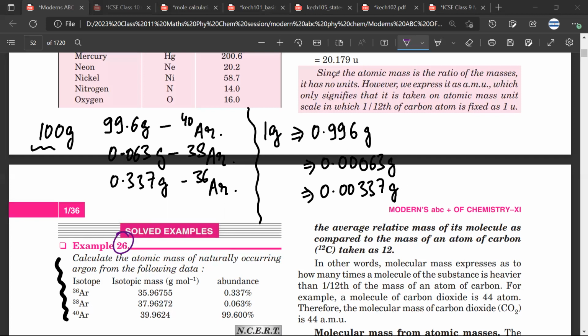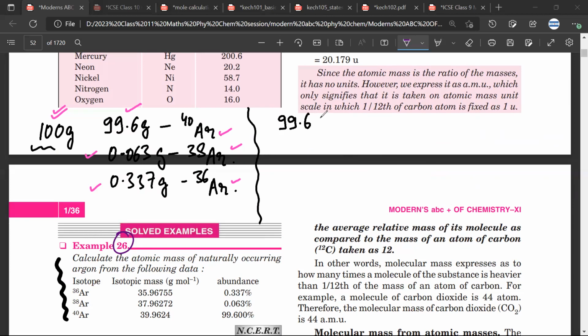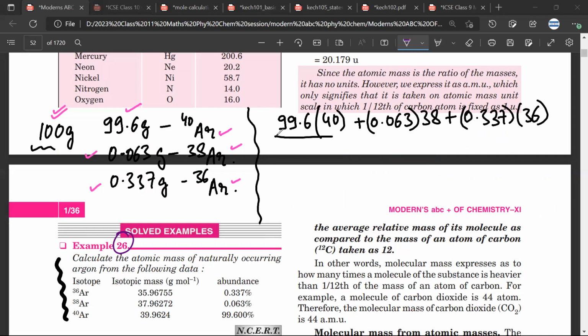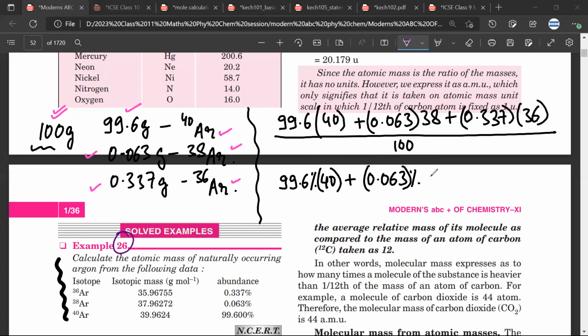Now, how do we do this question is, see, one way is that I write it as 99.6 into 40 plus 0.063 into 38 plus 0.337 into 36 whole upon 100, or I write this as 99.6% of 40 plus 0.063 percentage into 38 plus 0.337%, 36 whole upon 1. Is it making sense or not?